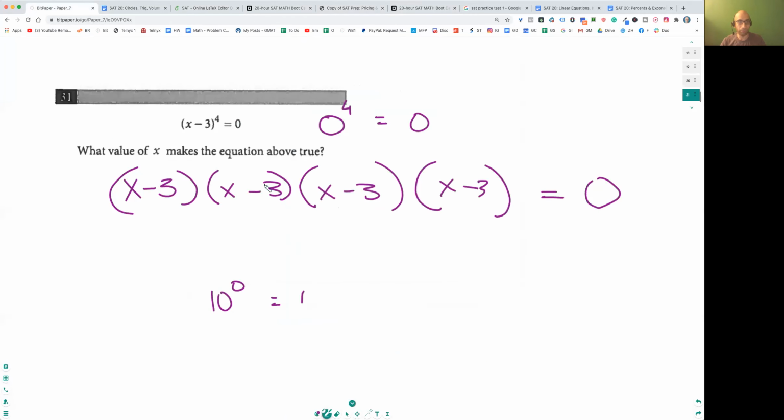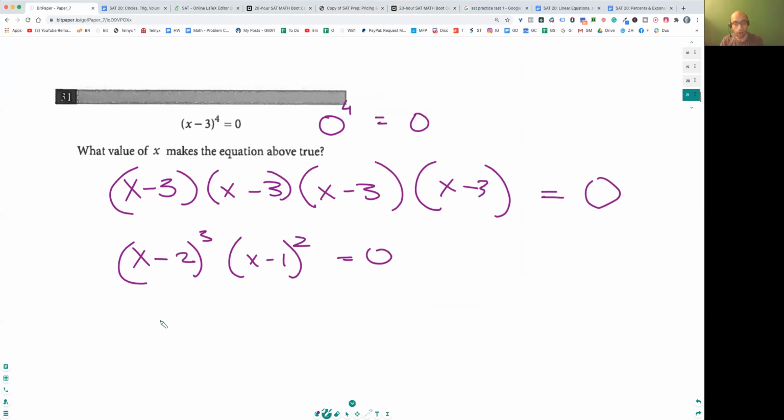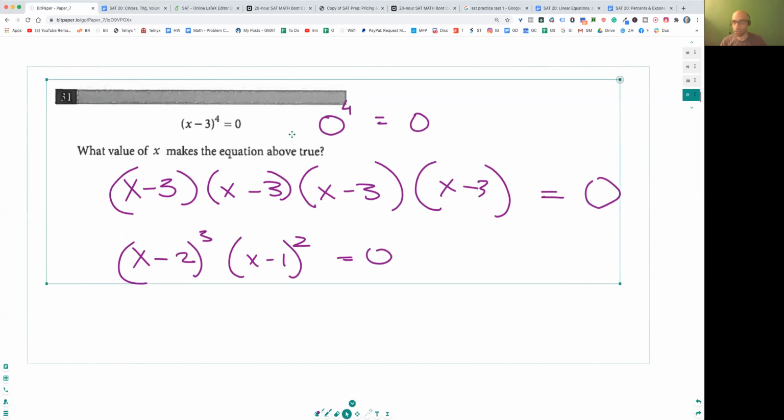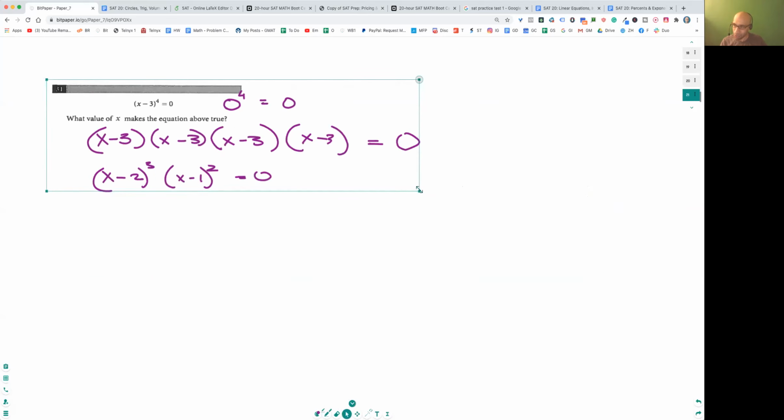But let's try this one. For those of you who have difficulty, let's try a very similar problem, guys. x minus 2 to the 3rd power, x minus 1 to the 2nd power is equal to 0. So how many x's are there? Well done. Yes, so you've got 2. We just had a similar problem, so now it's clear for you.